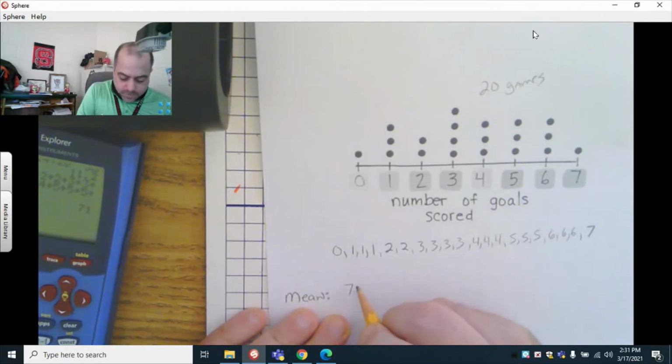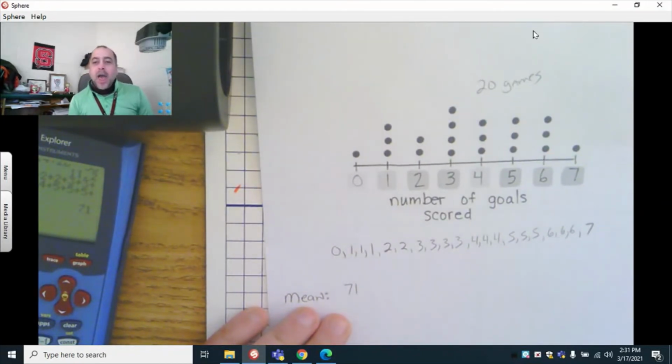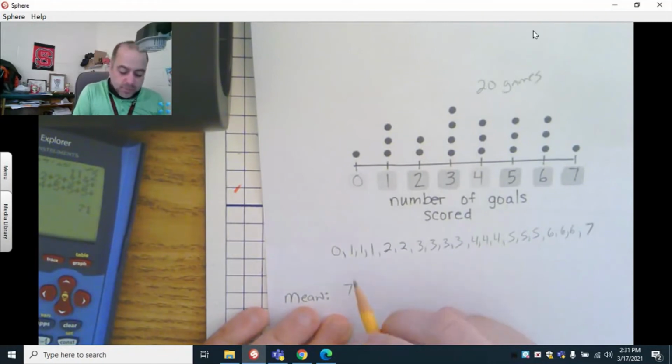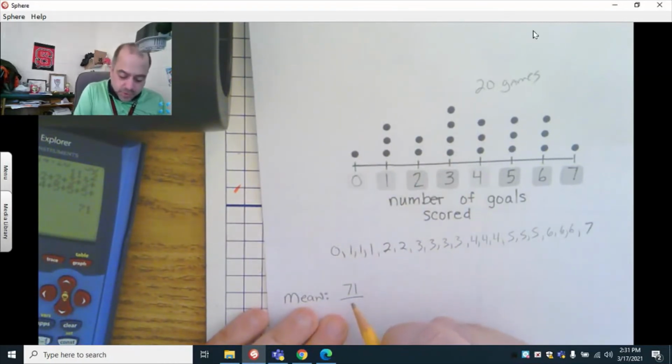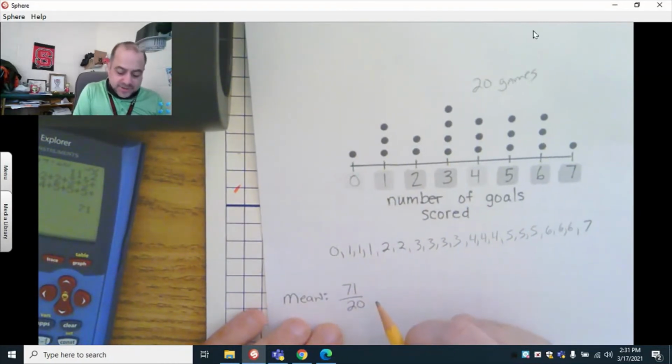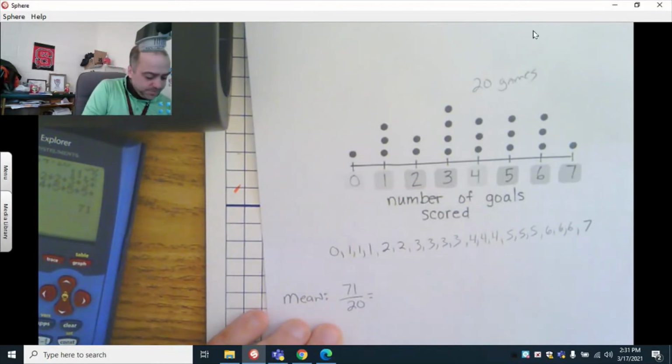I hope that's right. But if I did it wrong, you still kind of know what I'm doing. I added all these numbers up, and I think it's 71, okay? And then we're going to divide that by how many numbers we listed, okay? There's 20 numbers here. Remember, there was 20 dots, there's 20 numbers. So we're going to divide 71 by 20.